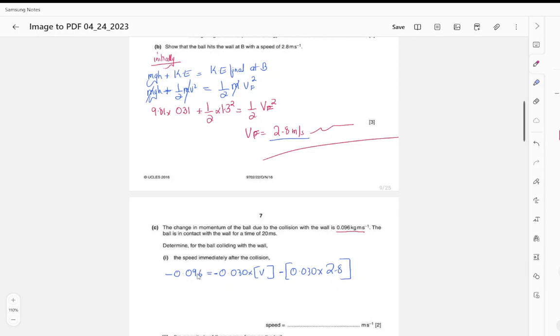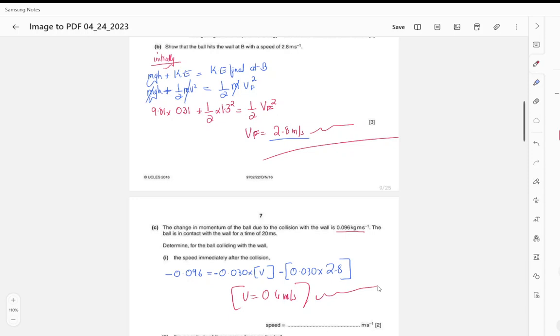And so let's just pull this calculation up and let's see what happens. 0.096 plus 0.030 multiplied by 2.8 divided by brackets minus 0.030, and this gives me a value of 0.4. So I'm getting a value of 0.4 meter per second. Okay, so that does it.